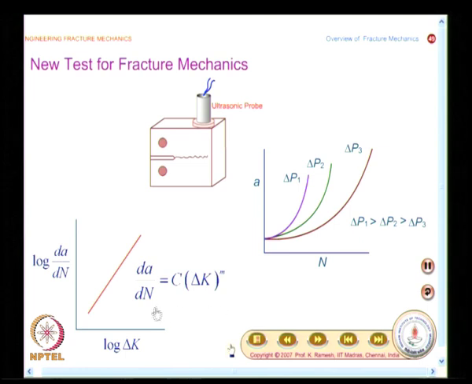We will see this in detail during the later part of the course, and what you have here as delta K is the change in the stress intensity factor, and what you have as C and M are material constants. So, you have to perform this kind of a test. On the basis of the test, find out C and M.